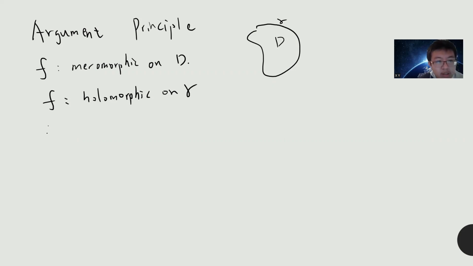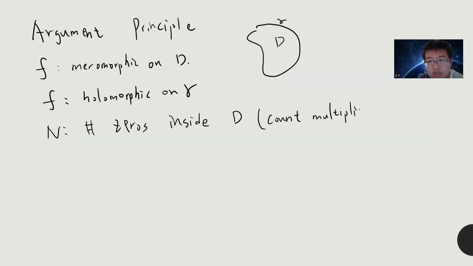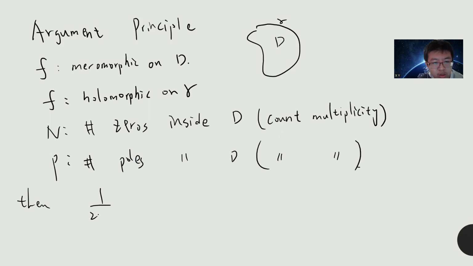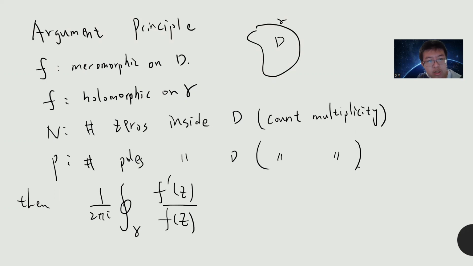Let's say N is the number of zeros inside D. You need to count multiplicity. And P is the number of poles, and also count the multiplicity. Then 1 over 2 pi i times the integral over gamma of f prime over f dz, since f is holomorphic on gamma so f prime is well defined, will be N minus P, the number of zeros minus the number of poles.